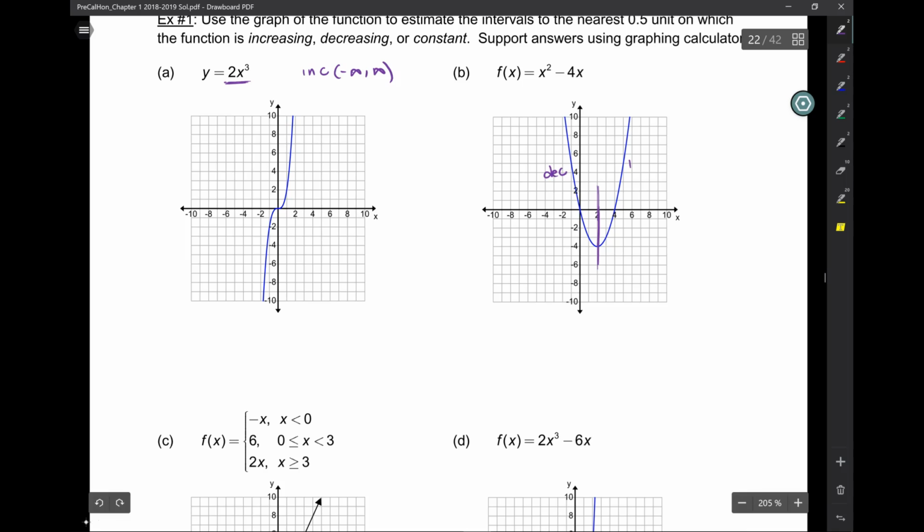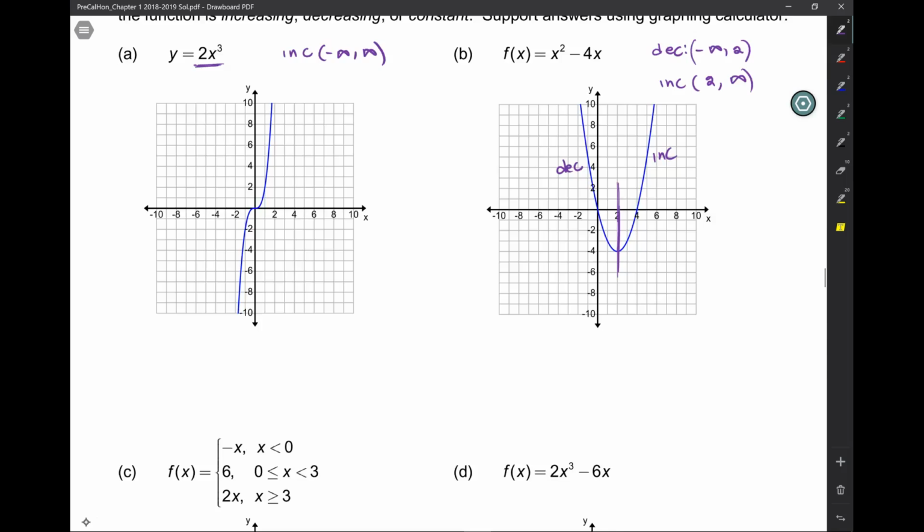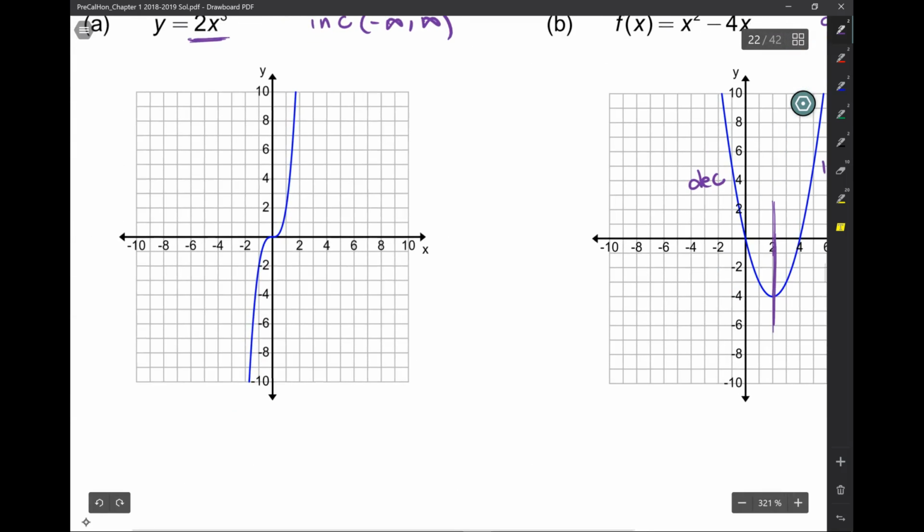First it's decreasing, then it's increasing, right? So we say it's decreasing from negative infinity to 2, and then it's increasing from 2 to positive infinity. How is there not a constant at A here? Okay, so it looks like it's leveling off there, right?